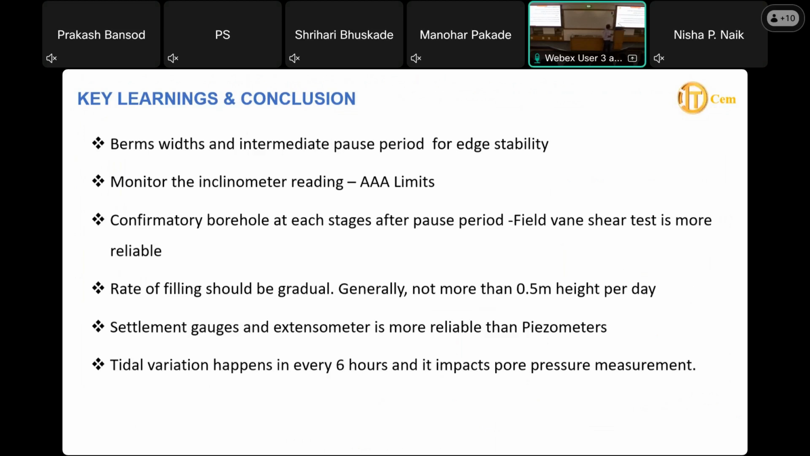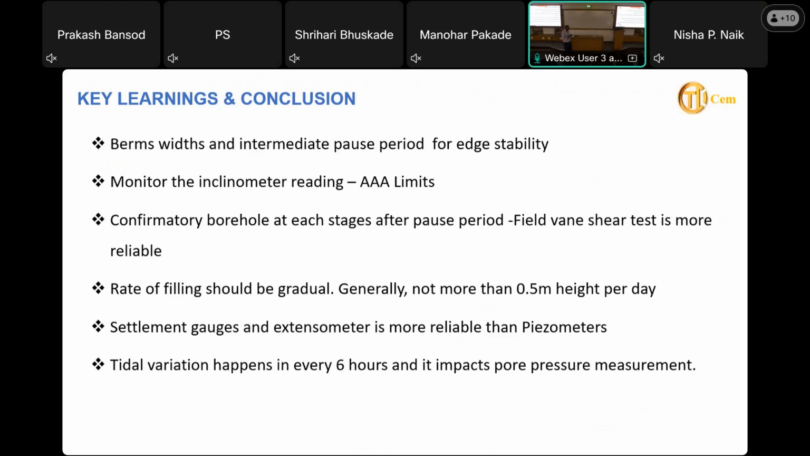The settlement gauge and extension meters are more reliable than piezometers. And the reason why it is more reliable is that the tidal variation comes into the picture, and that has an impact. We have done the observation work with it, but it may not always be possible practically.